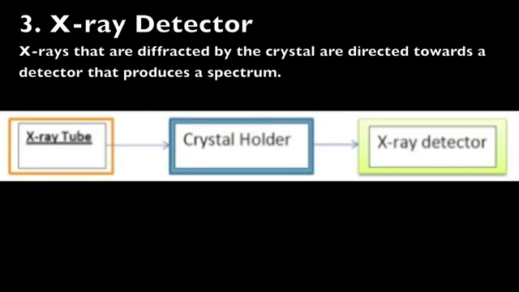The third and final part of an X-ray diffractometer is the X-ray detector. This is where the diffracted X-rays can be seen as spots against the detector. The spectrum is determined by these spots, which are known as reflections because they are the X-ray reflections off of the crystalline lattice.